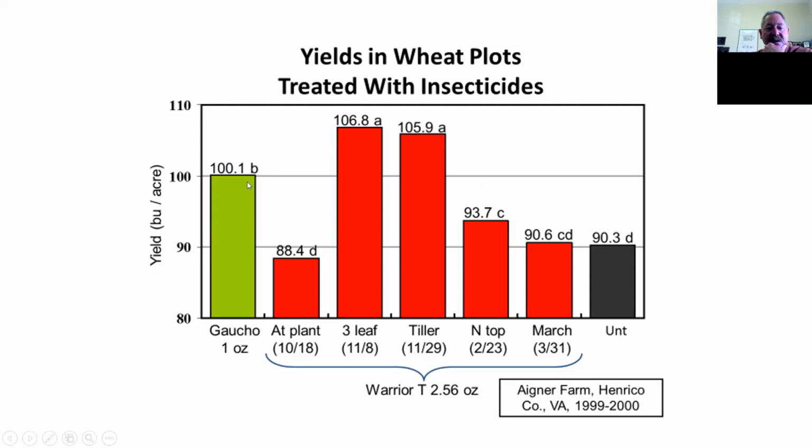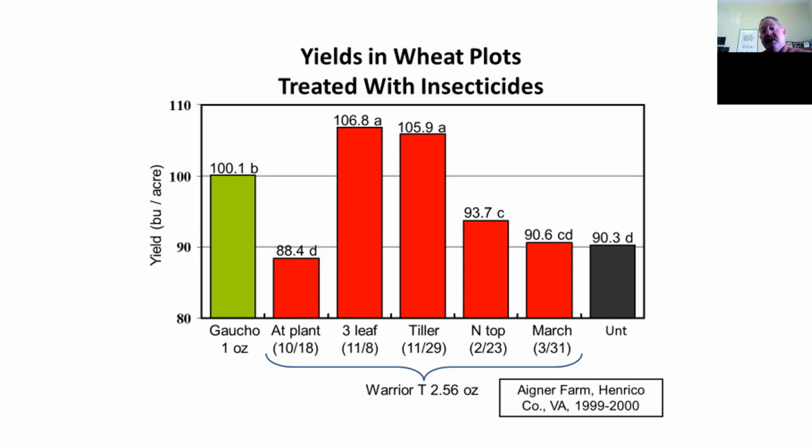In this particular case, we used Gaucho, which is a brand name for imidacloprid, I think, which is just a seed treatment insecticide. And obviously, we got really good yields there with 100 bushels per acre. Ames was trying to prove a point here. He sprayed some at planting when there was no crop and no aphids, and obviously it did no good. He sprayed in November twice, at three leaf and then at tillering at the end of November, and saw the highest yields. If we waited till spring, yields fell off more than 10 bushels per acre and were similar to the untreated by the time you waited till the end of March.